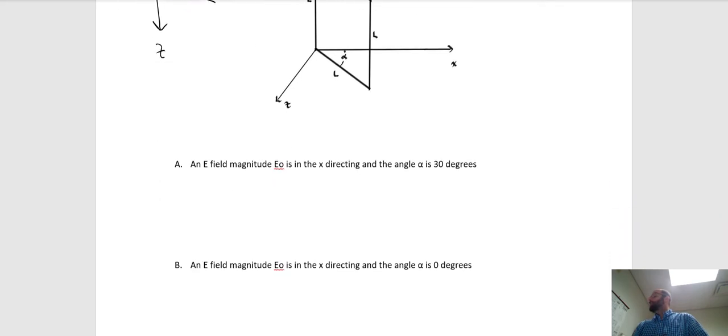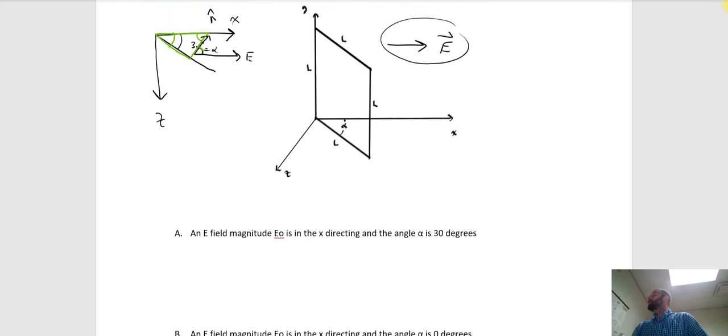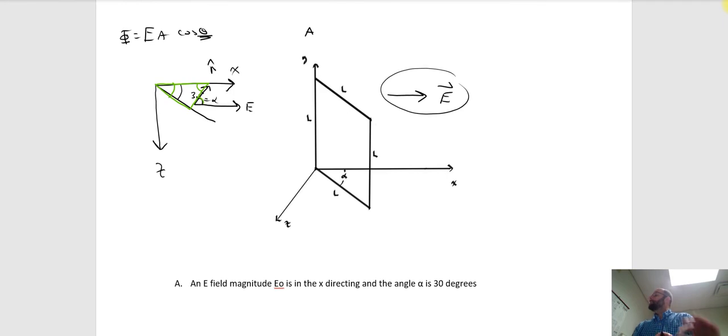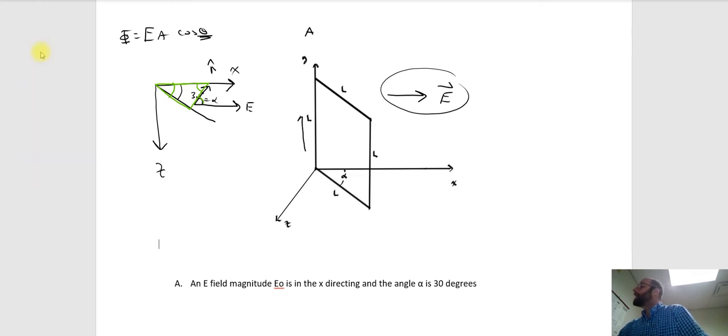Part B, there's an electric field and the angle is 0. Draw a similar picture and just set that angle to 0. That'll get that done for you. Okay, the electric field is in the plus j direction. So now draw a similar picture, except the electric field is in the plus j. So the electric field is this way for that very last problem.